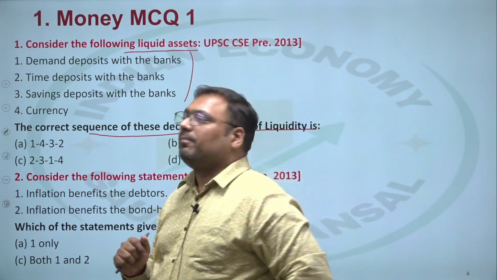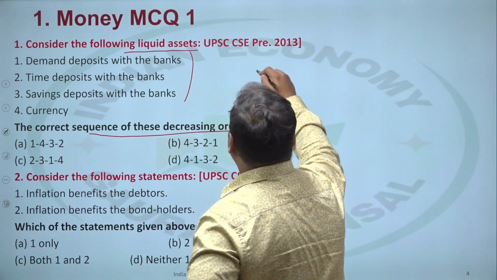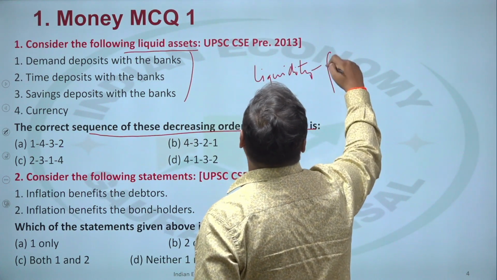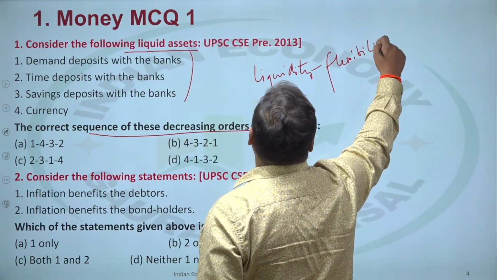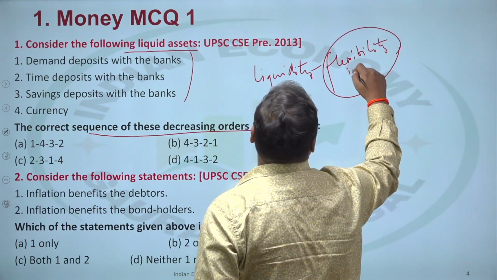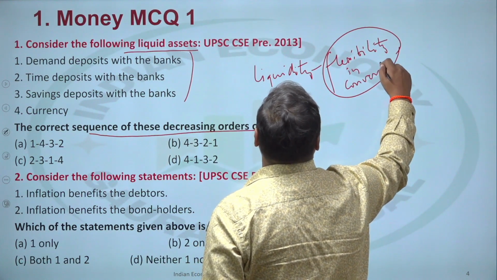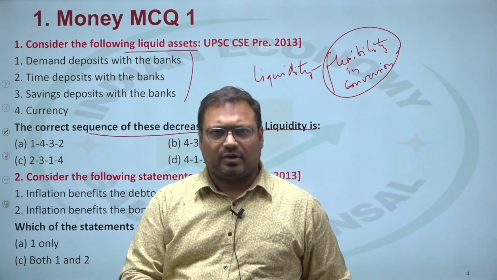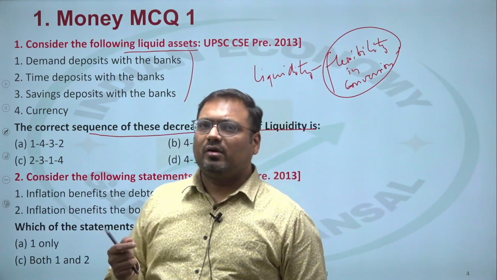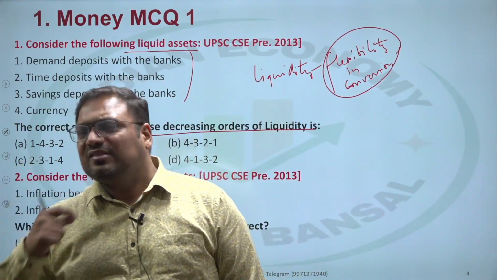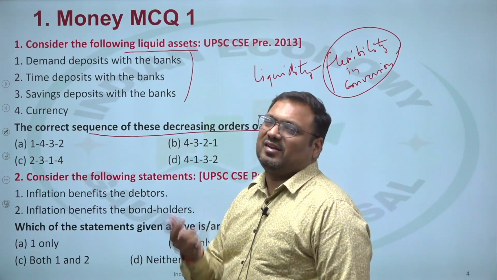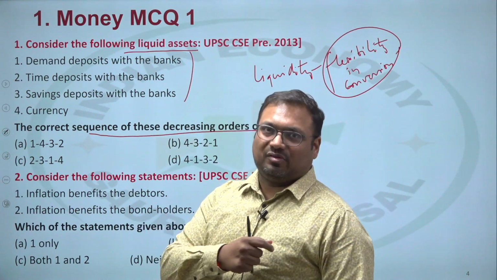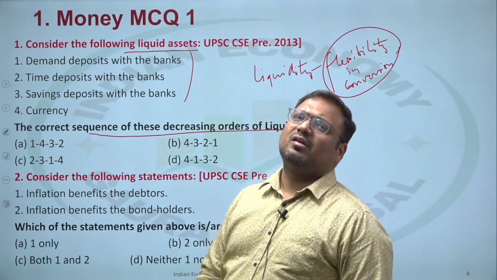How do we define liquidity? Liquidity has two meanings. Liquidity means flexibility also. Okay, flexibility in conversion. Any asset which can be easily converted into cash whenever we want, quickly converted into cash, we consider to be more liquid. An asset which is not easily converted into cash, we call it less liquid. If it takes time, if it is a difficult process, then it is less liquid. If it is very quick, it is very liquid.